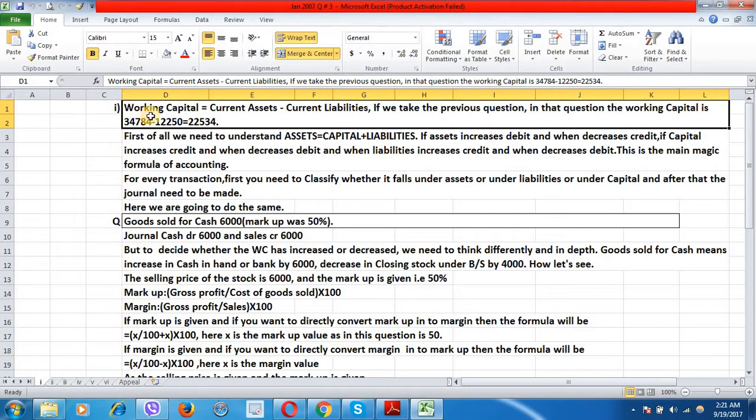Working capital. Working capital actually means current assets minus current liabilities. Only the current assets minus only the current liabilities. No fixed assets, no capital, no long-term liabilities.